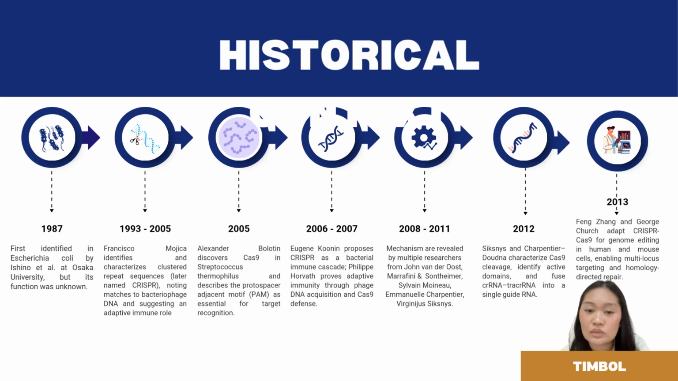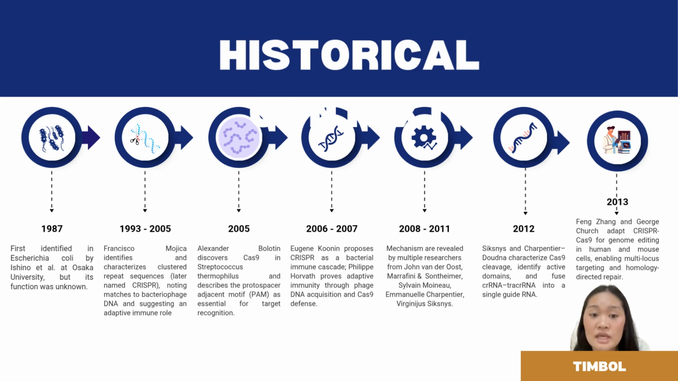Between 2006 and 2007, Eugene Koonin proposed the immune function of CRISPR, while Philippe Horvath proved it experimentally by showing bacteria could acquire viral DNA and use it to defend against future attacks. From 2008 to 2011, researchers revealed how CRISPR works. John van der Oost showed that viral DNA fragments are transcribed into guide RNAs. Marraffini and Sontheimer confirmed CRISPR targets DNA rather than RNA. Sylvain Moineau discovered Cas9 makes a precise cut near the PAM. Emmanuelle Charpentier found tracrRNA, which helps guide Cas9, and Virginijus Siksnys demonstrated CRISPR works beyond its original bacterial species.